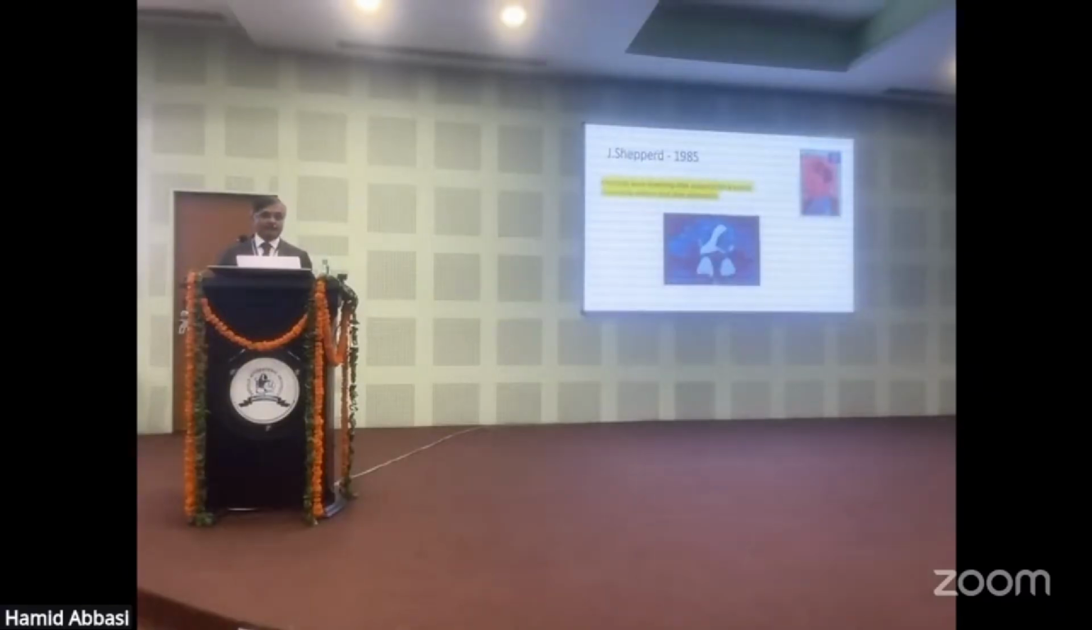Then came the era in 1985. It was Shepherd. He did not clear the disc very well, but he entered the disc and put the bone graft inside, thinking that putting a bone inside the disc space, even without complete clearance, you will get the fusion. That's from his article, where he started putting the bone inside.